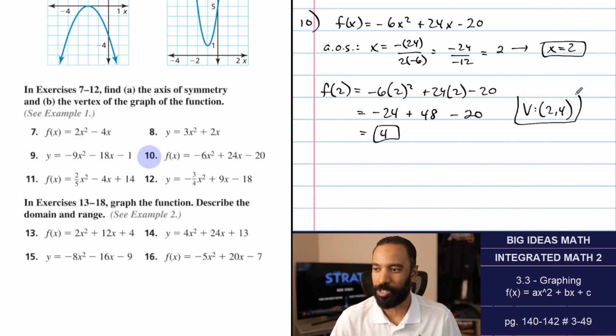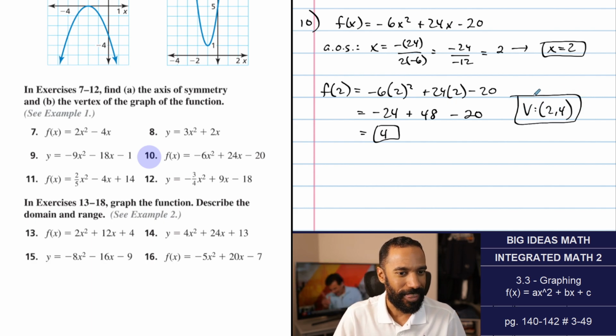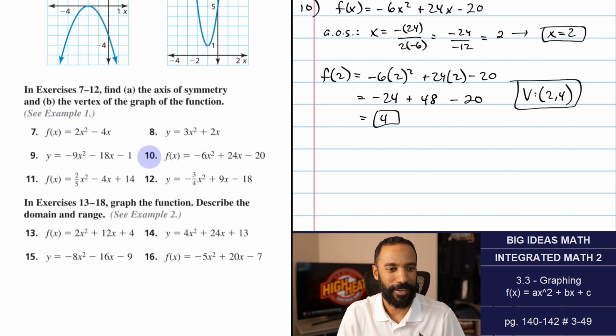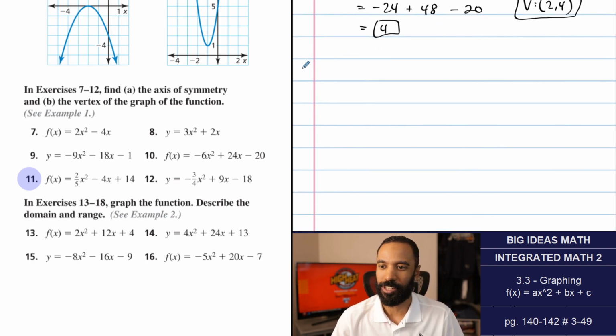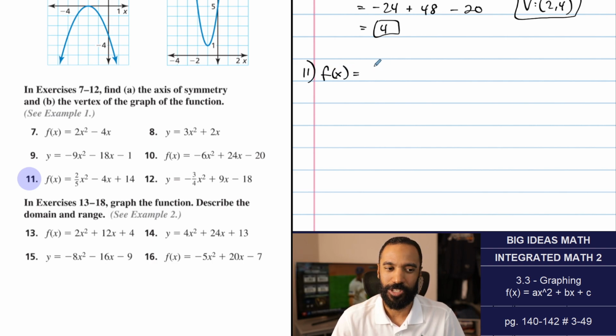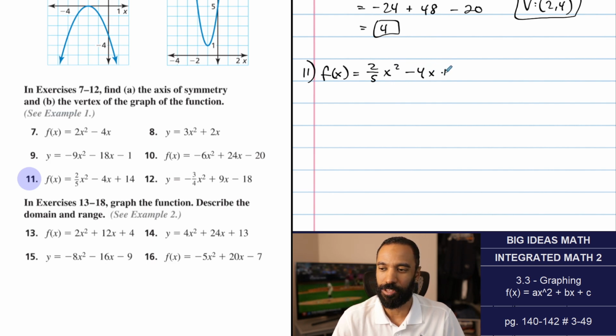I wanted to make sure we weren't supposed to do anything else here. That's it. Okay. Because otherwise I'm like, shoot, I have to go back to 7, 8, and 9 if they were asking about domain and range or something. Number 11. Look at this fraction. Let's go. Number 11. F of x equals 2/5 x squared minus 4x plus 14.